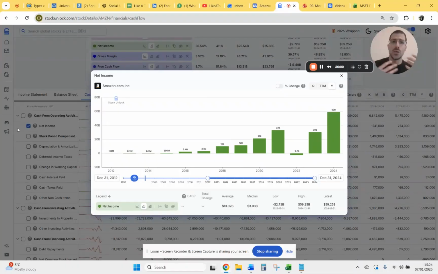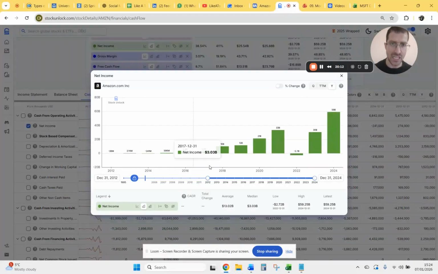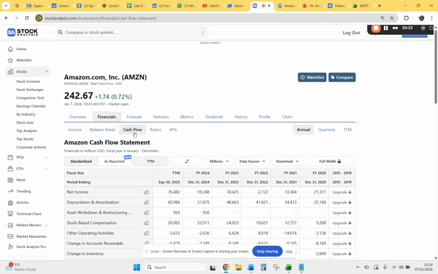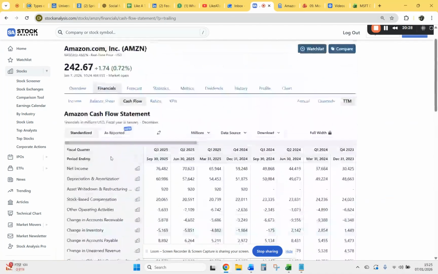So you can either use the operating cash flow or net income, because I think whenever I prefer to use net income. Okay, so in the case of Amazon, I would use net income, and you can see that the trailing 12-month figure, if I click this here for Amazon, bear with me, is about 76,482. So that's the number that we will be using.